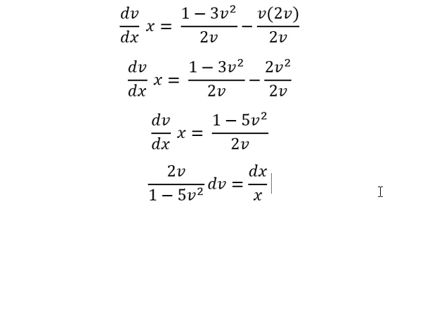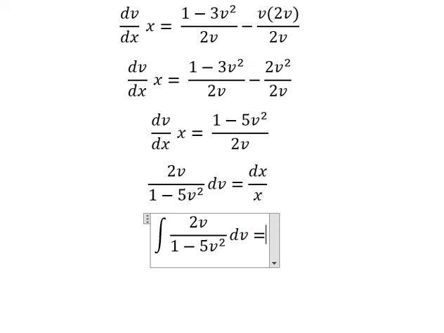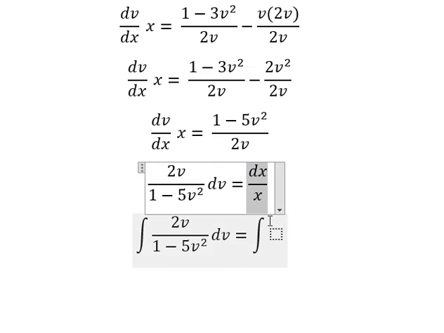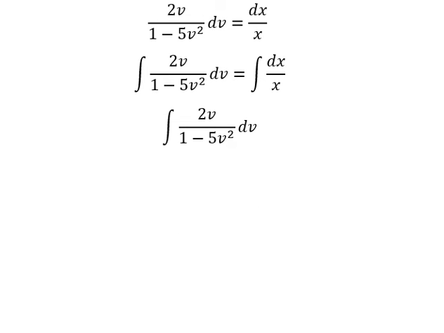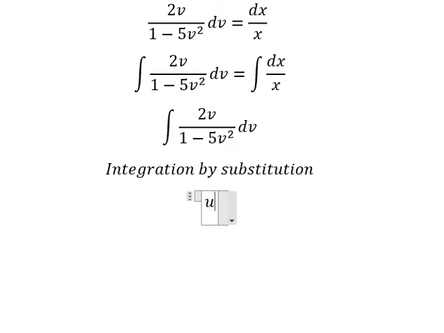Next, I will put the integration for both sides. Now, I will concentrate on this one. So, we need to use integration by substitution. So I will put u equal to 1 minus 5v squared. Later that we need to do first the derivative for both sides.